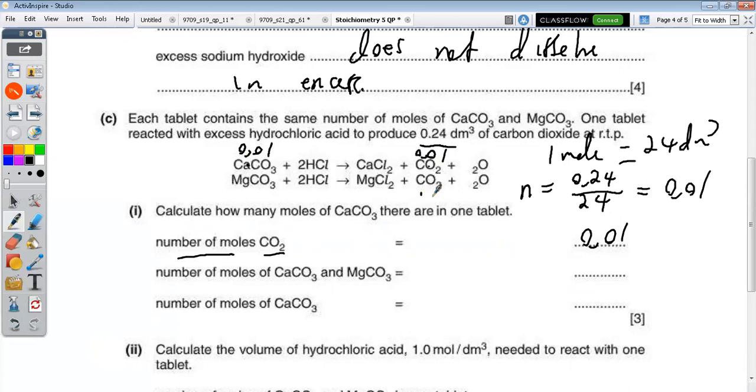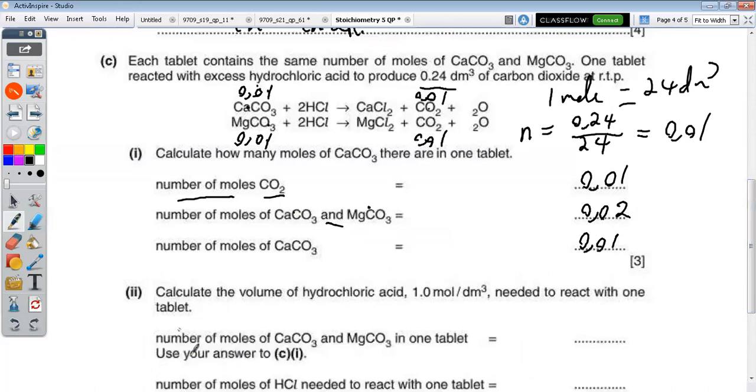Then if this is 0.01, then this should also be 0.01. Can you see that? Then the number of moles of calcium carbonate and this, so 0.01 plus 0.01, gives you 0.02 here. And the number of moles of the carbonate, we said 0.01. Happy?